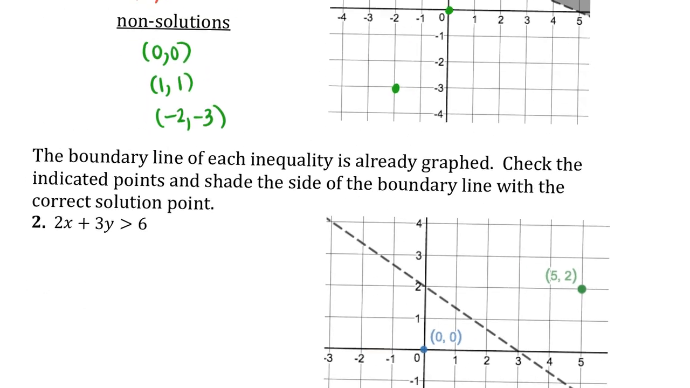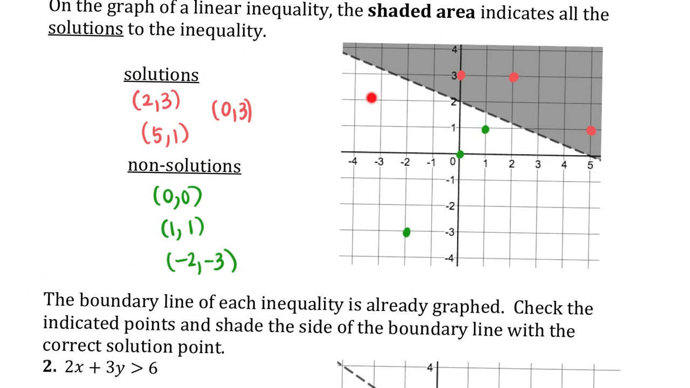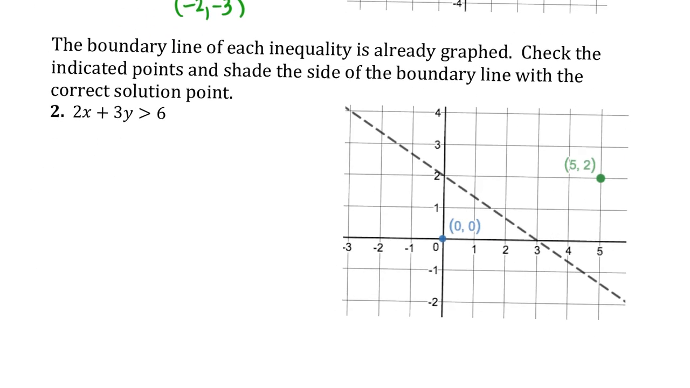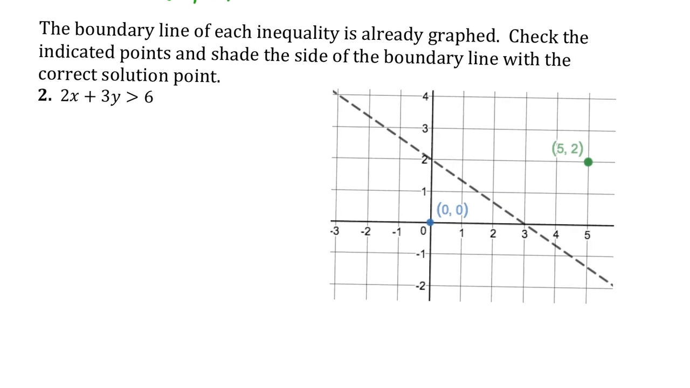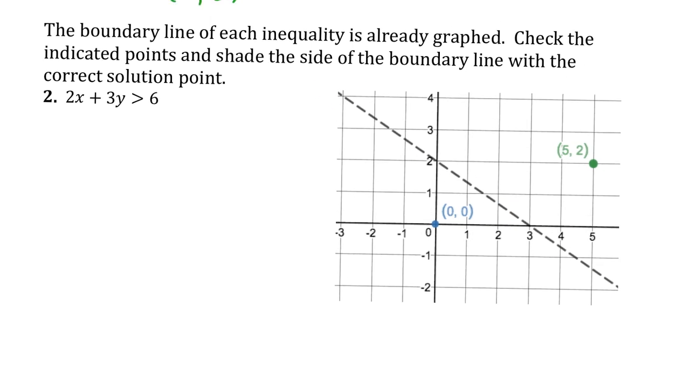Okay, we're going to graph this whole situation tomorrow, but for now we're just going to figure out, given a boundary line, how to check if something is a solution or not. The boundary line of the inequality is already graphed. This line happens to be dashed. We'll figure out why it's dashed later. We're going to check the indicated points and shade the side of the boundary line with the correct solution point.